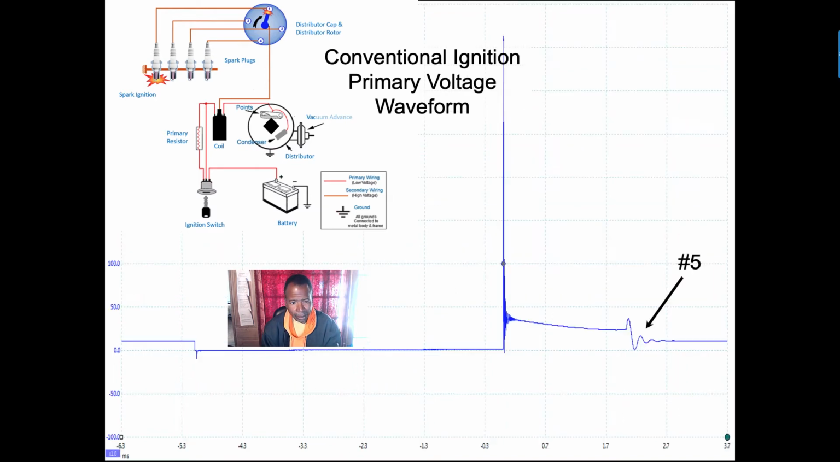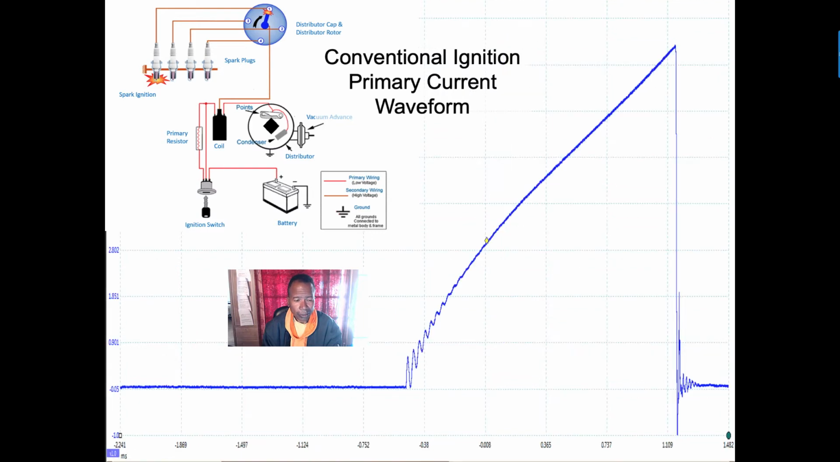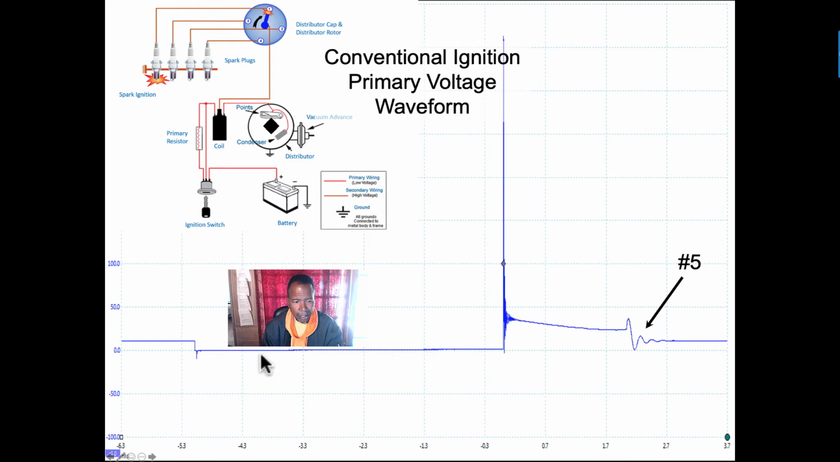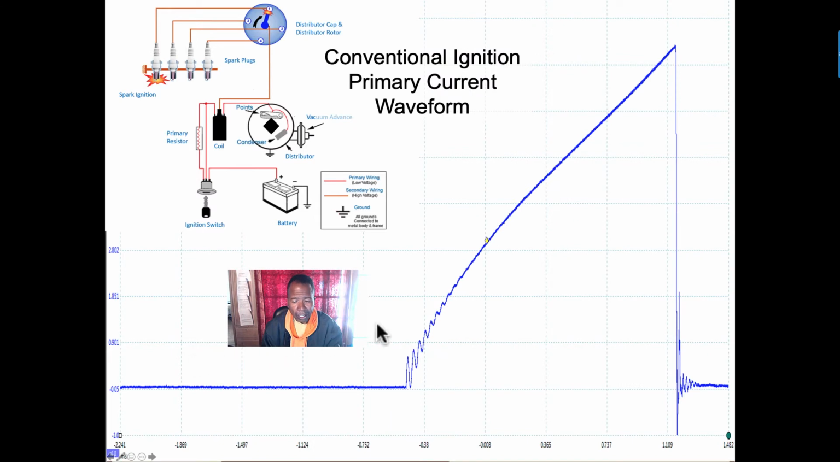If I go back here, this is when the points are open. This is the open section here for the points. No current is flowing. Remember Ohm's law. There's no current flowing in an open circuit. At this point here, when it's pulled down to ground, current starts to flow. I'm charging the coil.